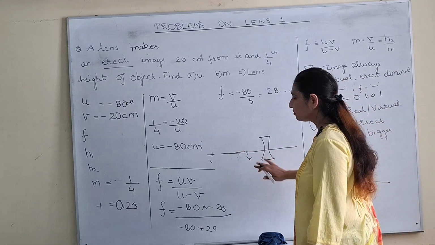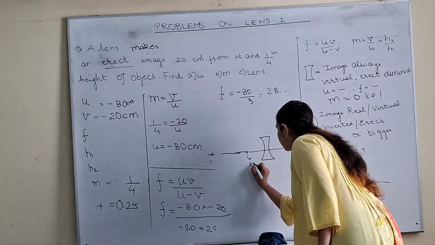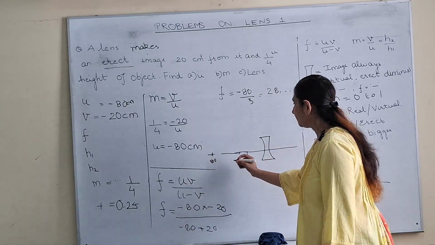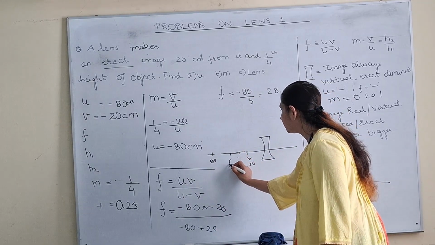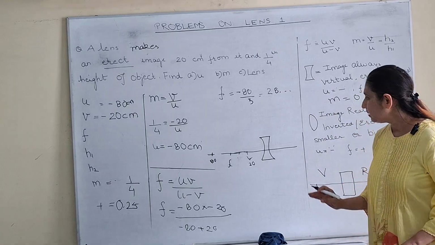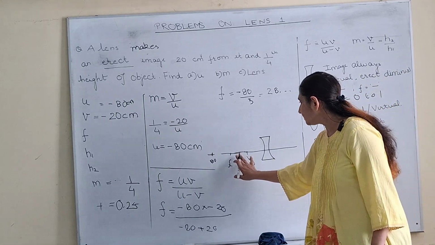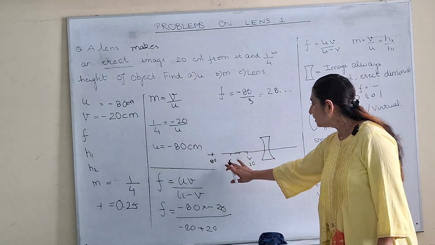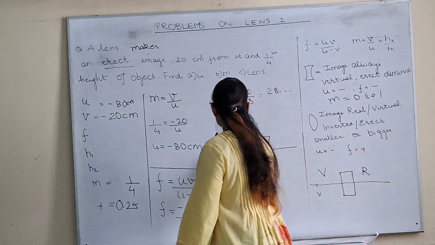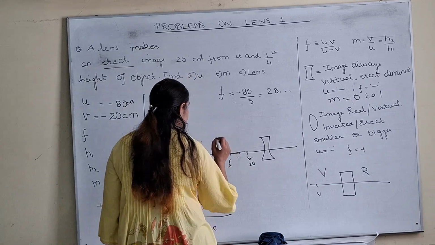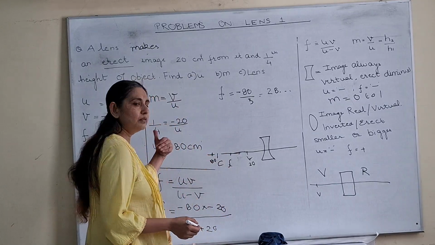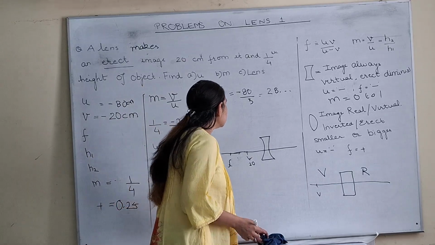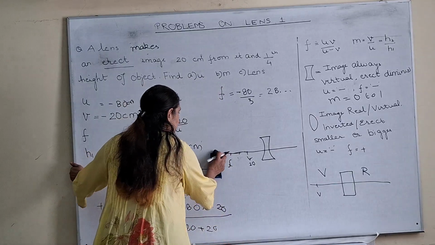Where can I write the focal length? This was 20, this was 80. So the focal length has to be somewhere here at 28 point. So where is the object? It is not between focus and pole. Where will the center of curvature be? This will also be the center of curvature, and the object is beyond the center of curvature. Now you can use this method to predict the properties also.